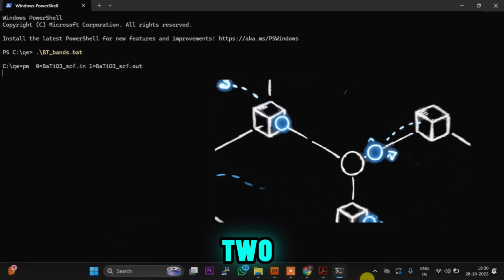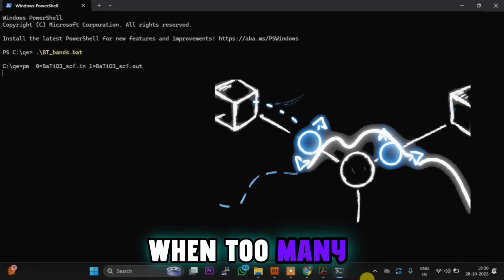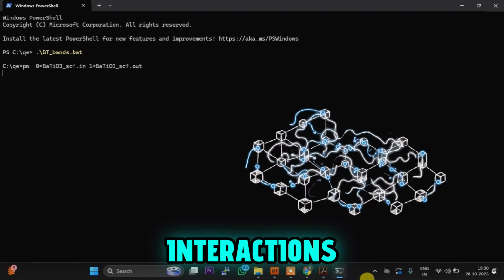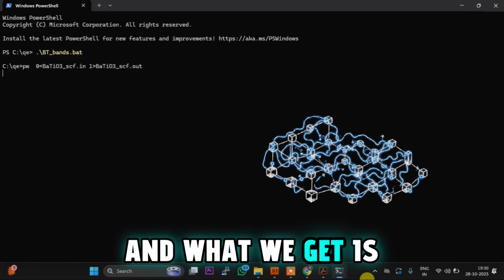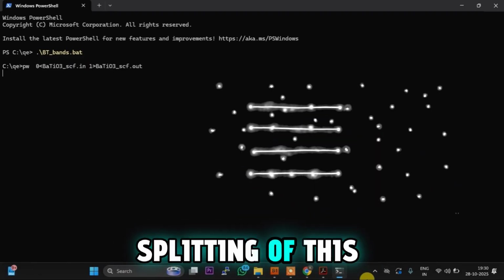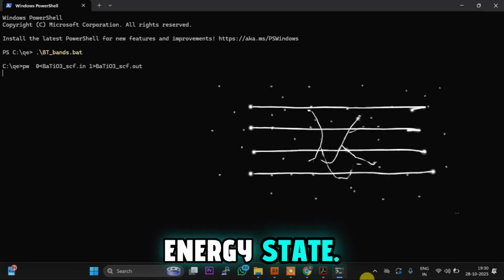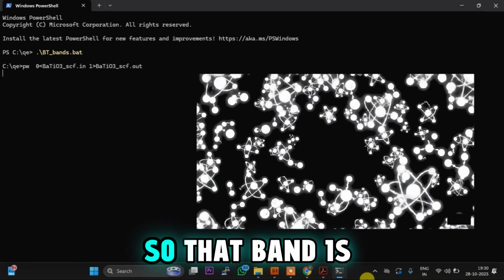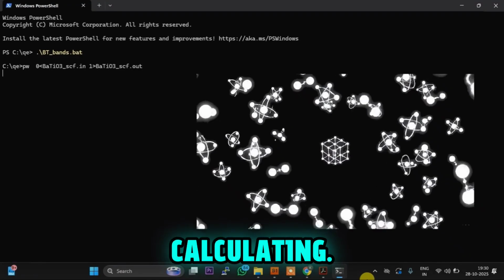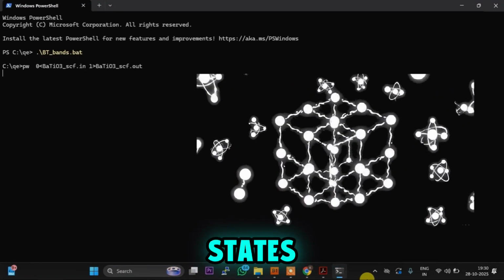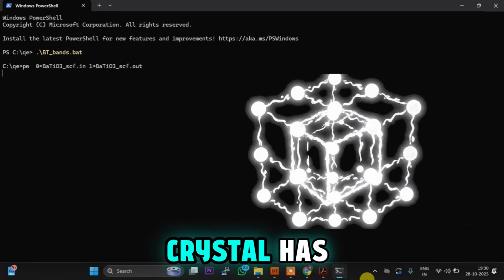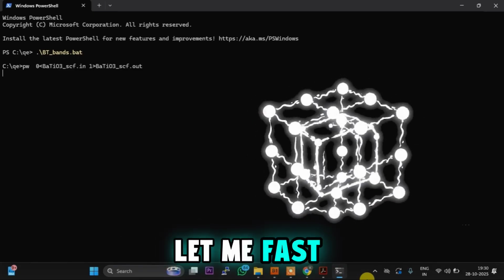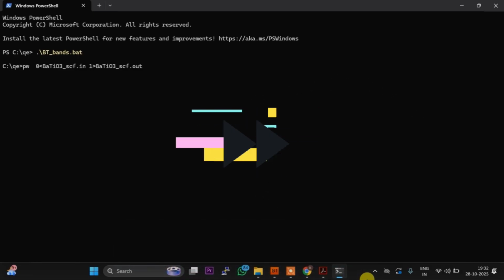Now, that is for two electrons only. When too many electrons are coming together, then non-trivial interactions happen, and what we get is a several splitting of this one particular energy state. Okay, and what we get is the energy band. So that band is what we are calculating. How will the energy states look after the crystal has formed? Okay, well, so let's wait. Let me first forward the video here.